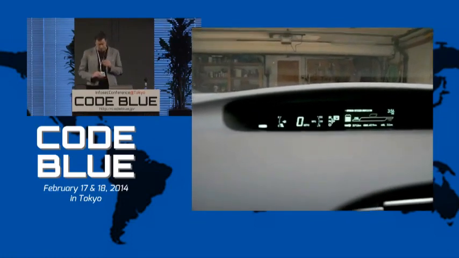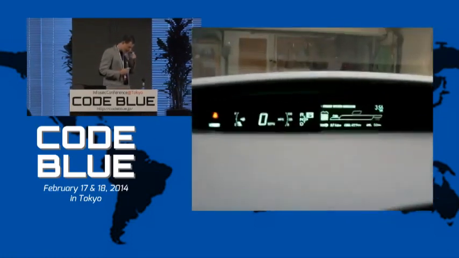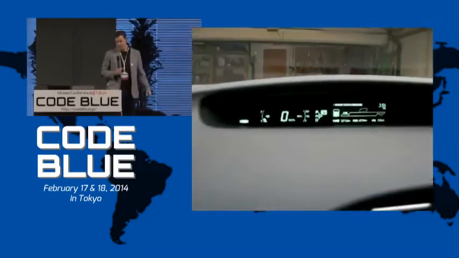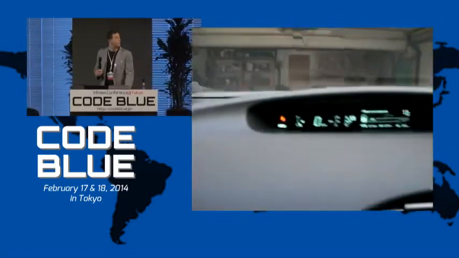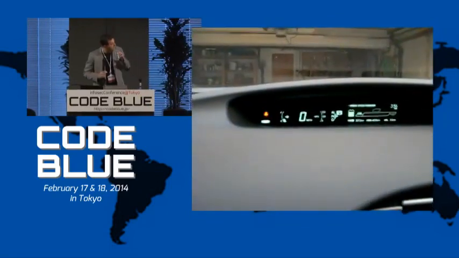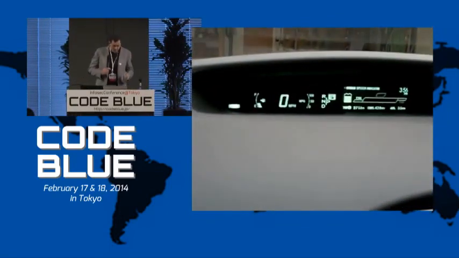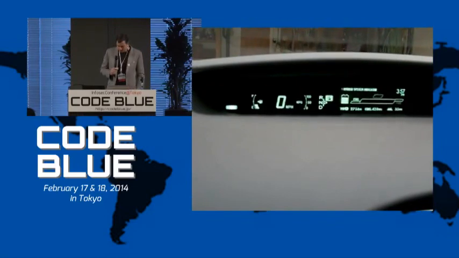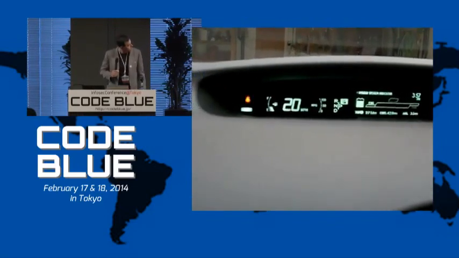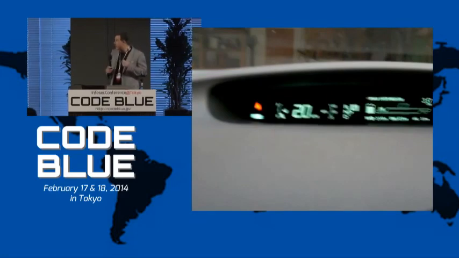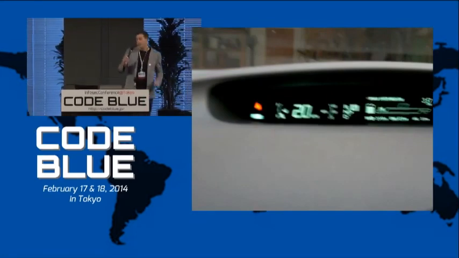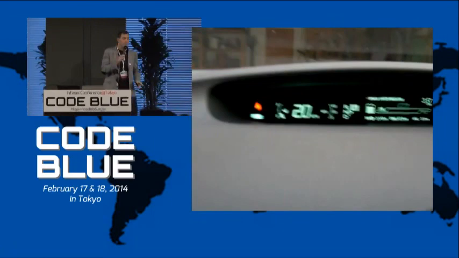Okay, we're obviously in park. We're not going anywhere. And we're going to set the speedometer to say we're going 20 miles per hour. And it thinks we're moving. So, there's something to notice.